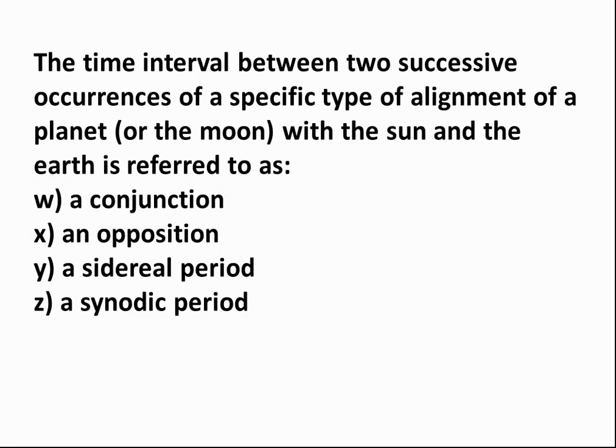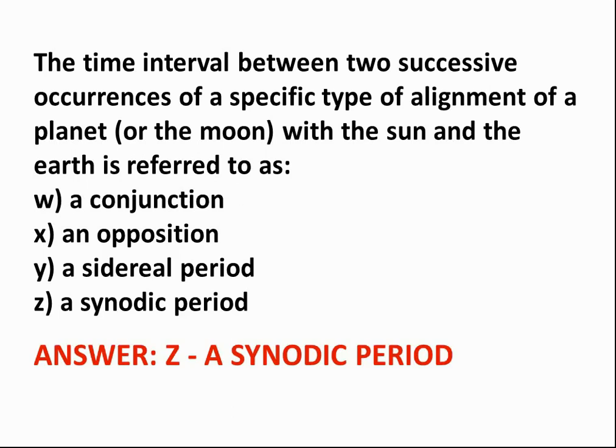The time interval between two successive occurrences of a specific type of alignment of a planet, or the Moon, with the Sun and the Earth is referred to as W. A conjunction. X. An opposition. Y. A sidereal period. Z. A synodic period. Answer: Z. A synodic period.